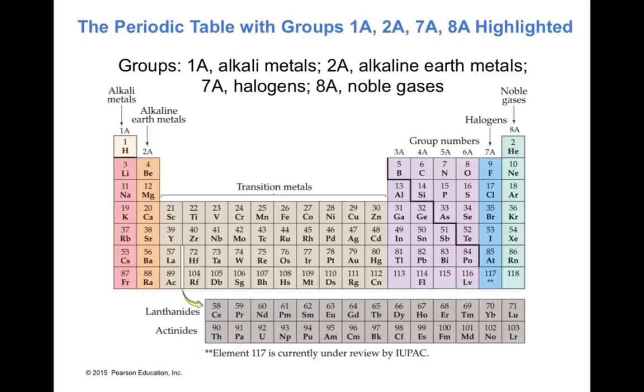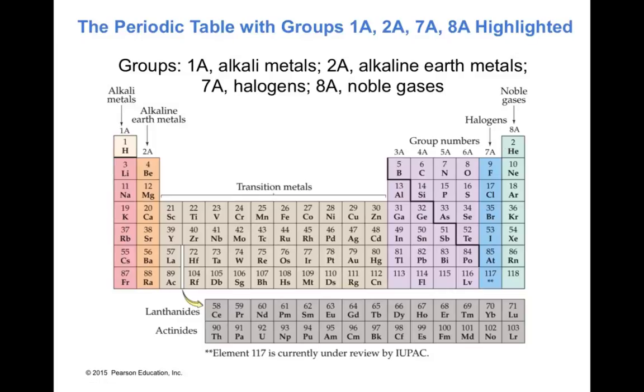Some of the main group elements have common names. For example, group 1A is known as the alkali metals. Group 2A is known as the alkaline earth metals, group 7A the halogens, and 8A the noble gases. So basically, those are four of the main groups that have specific names.